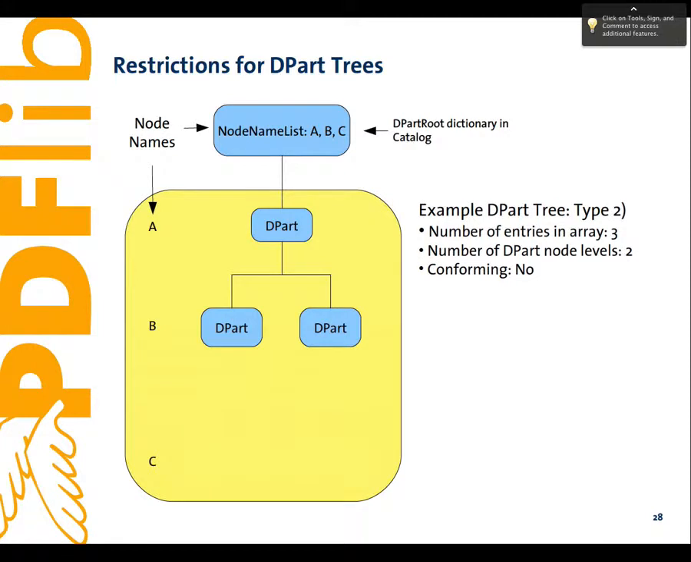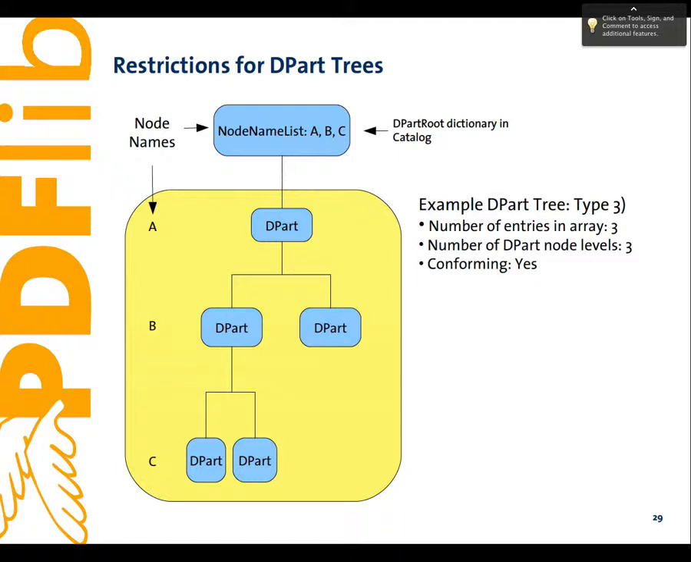To give a counter example, we have a document part tree where the leaf nodes are at level B, and we have no nodes at level C. And you can clearly see that this tree is not conforming. We have 3 entries in the array and only 2 levels in the tree, so this is not a conforming PDF/VT file.